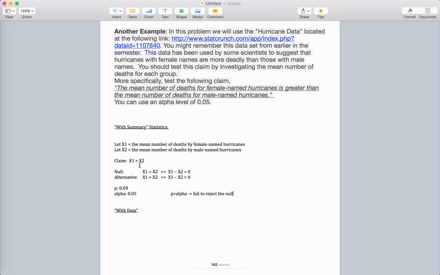Like I mentioned, this isn't what the authors and the researchers used to support their conclusions. They used other metrics and other statistical tests. We're taking a very simplified approach.